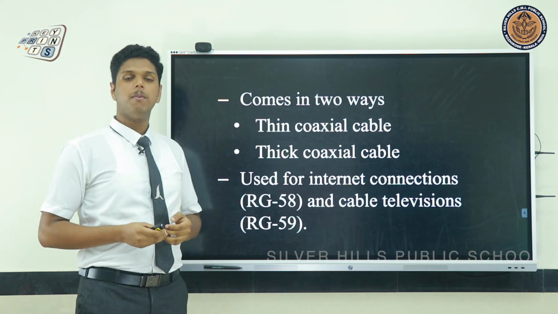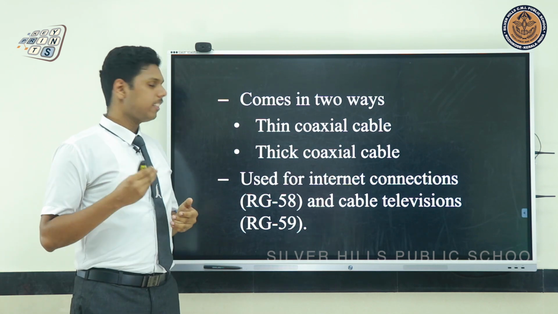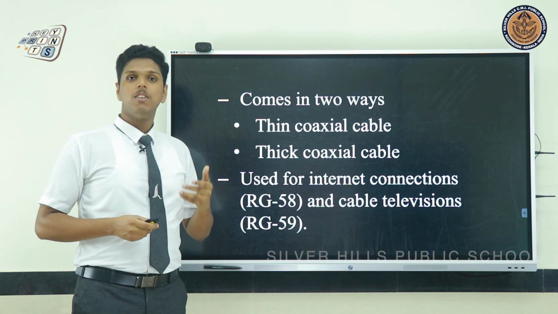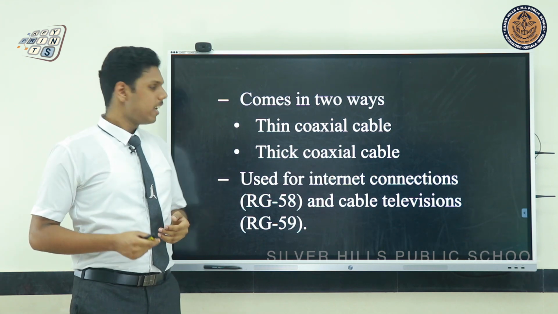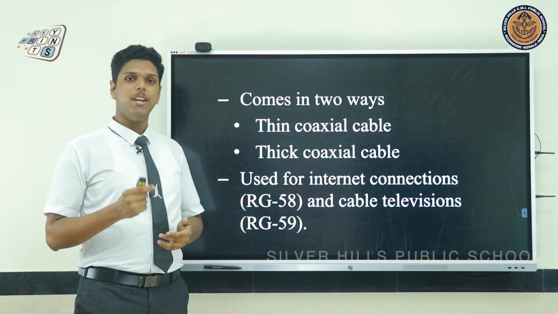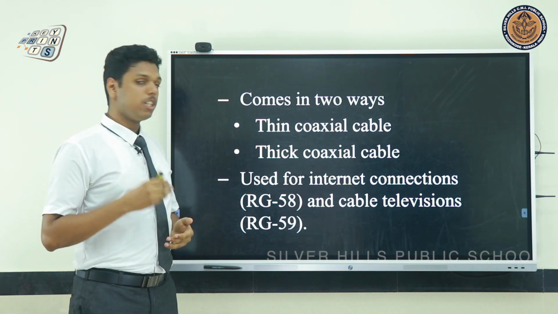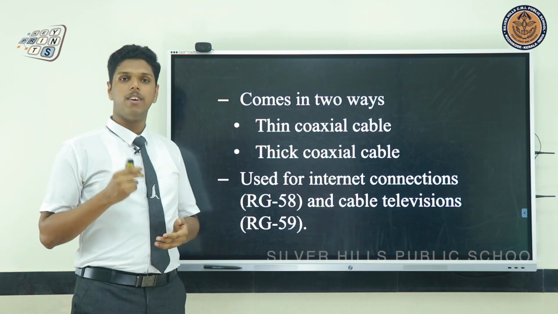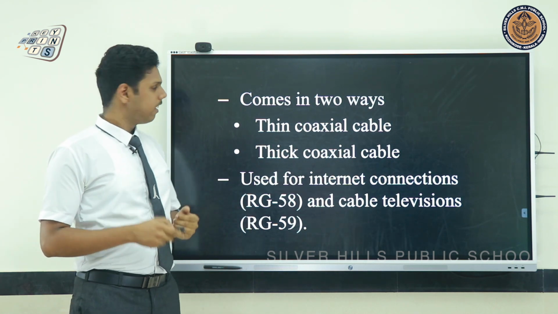They are also available in two different ways. They are thin coaxial cable and thick coaxial cable. And the one which is used for internet connection is known as RG58 or radio guide 58. And the one which is used for cable TV connections is known as RG59 or radio guide 59.